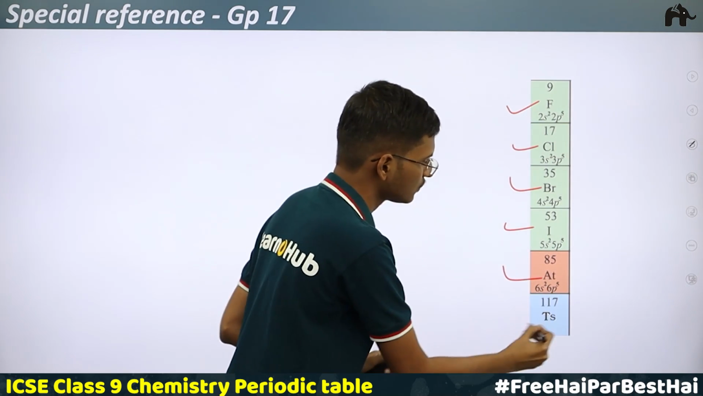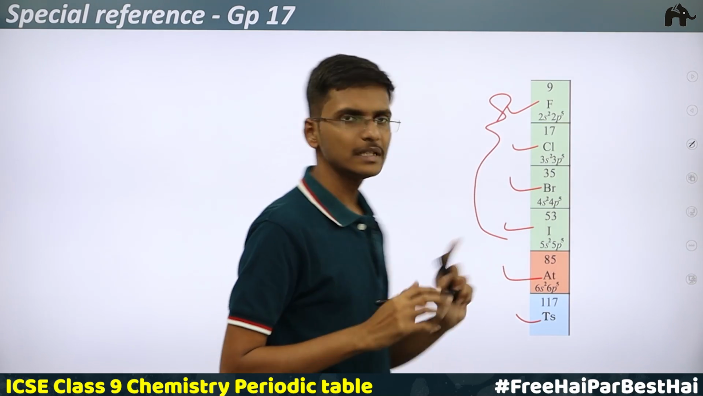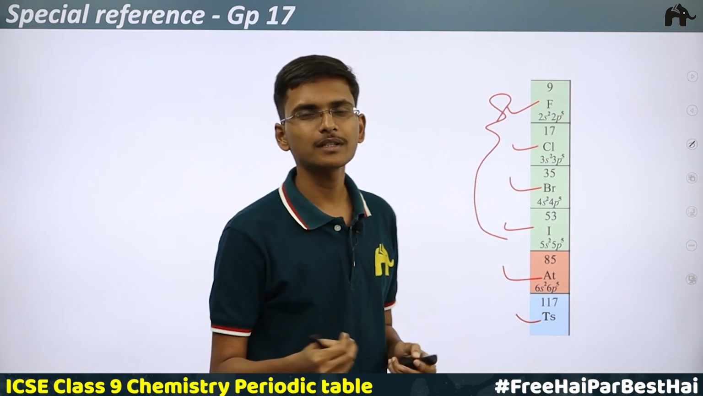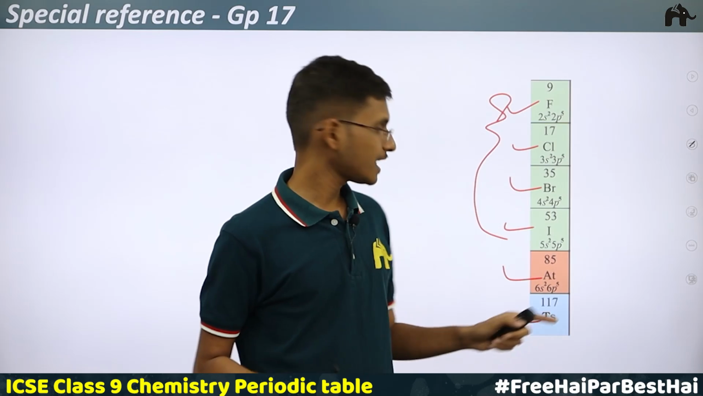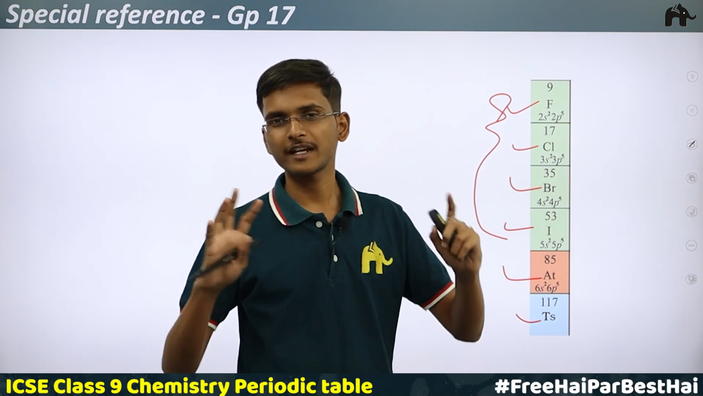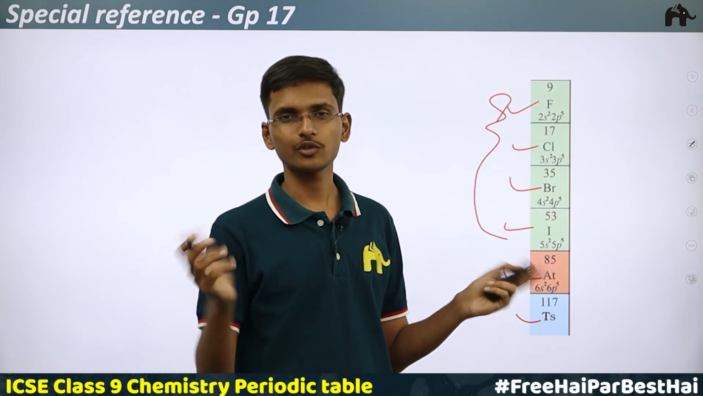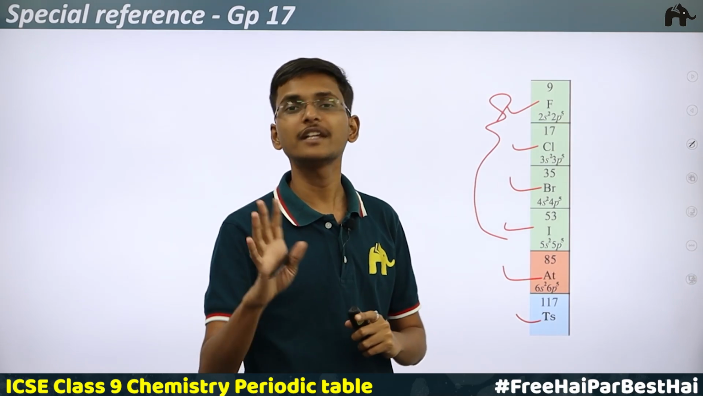Okay, so whatever properties we are going to see, mostly they are applicable to these 4 elements: fluorine, chlorine, bromine, iodine. Now how to remember them? You just remember in a rhythm: fluorine, chlorine, bromine, iodine, astatine. And the last one is tennessine. Maybe you could correlate this word because it's quite a fancy one. So fluorine, chlorine, bromine, iodine, astatine, and lastly tennessine.